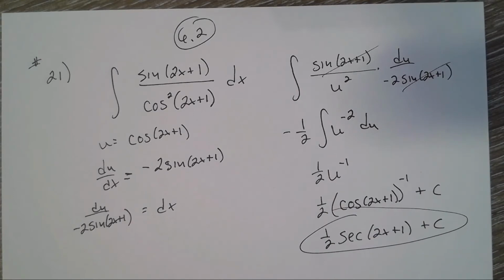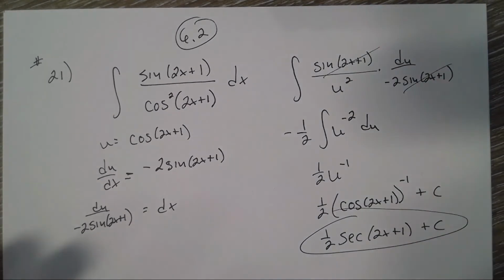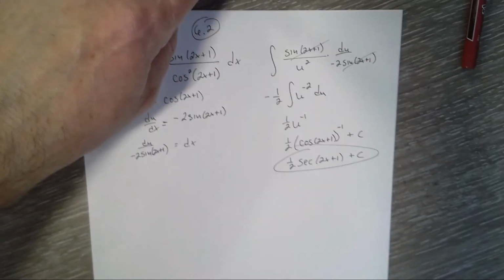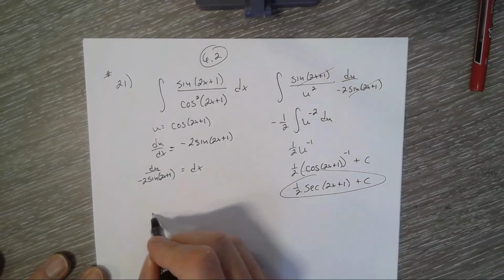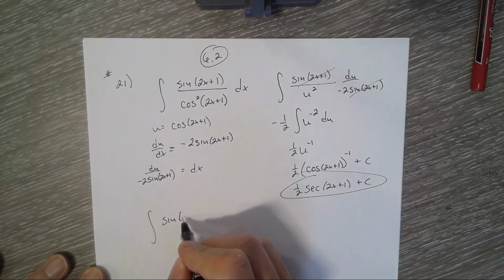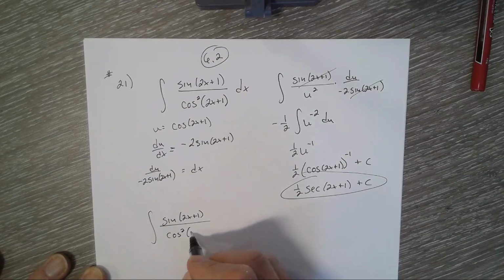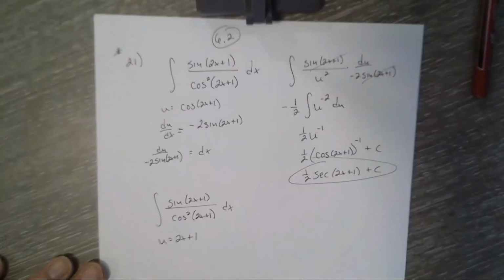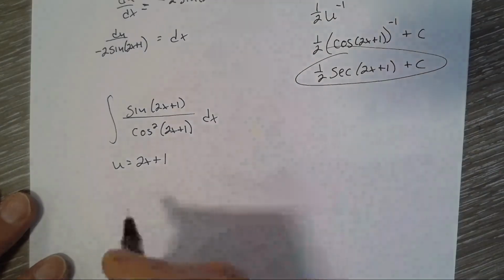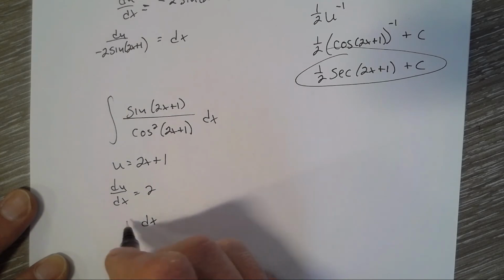Alright, so if you're interested in choosing a different u, continue watching. So I'm going to choose u as 2x plus 1. So the integral of sine of 2x plus 1 over cosine squared of 2x plus 1 dx. So if my u is 2x plus 1, then my du dx is 2, so dx equals du over 2.